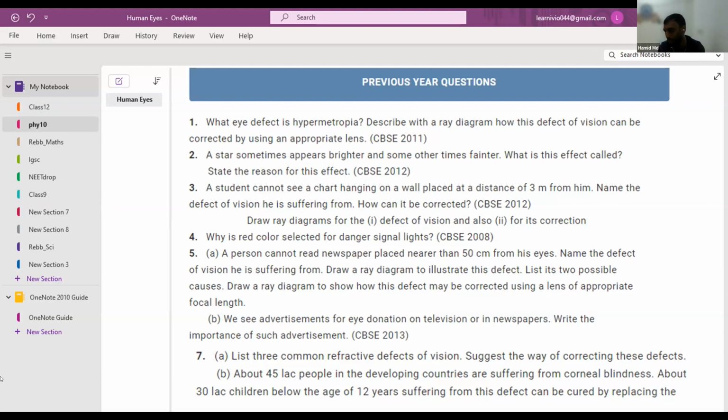So my question is, in myopia, without any correction lens, where does the image form? Before the retina. Before the retina? Okay, good.